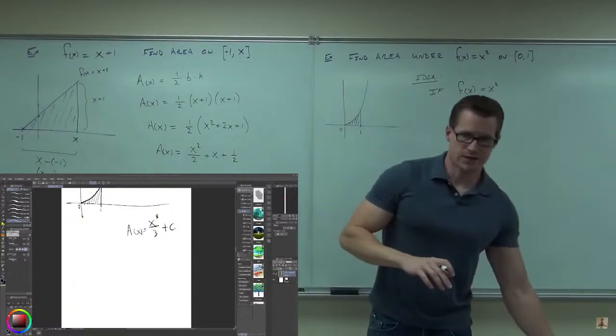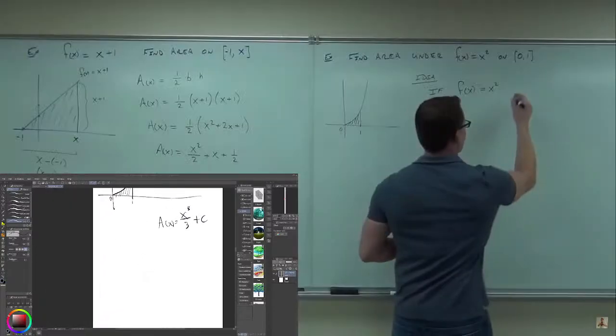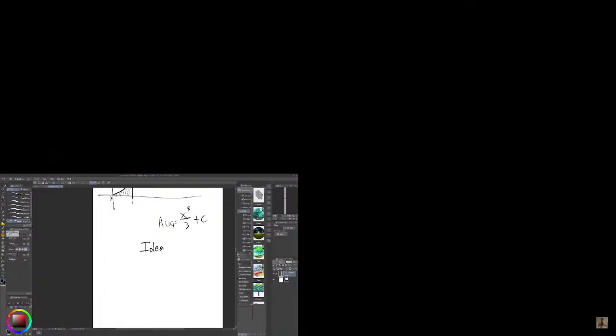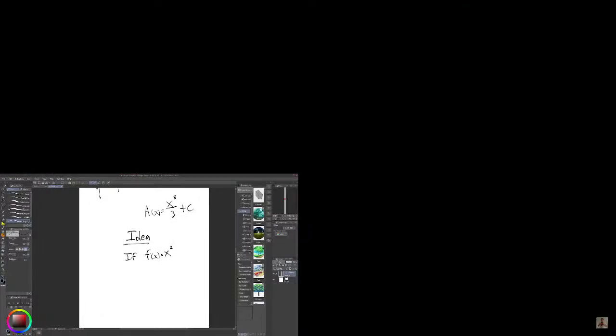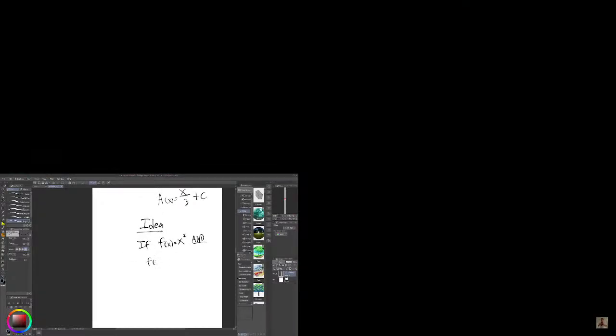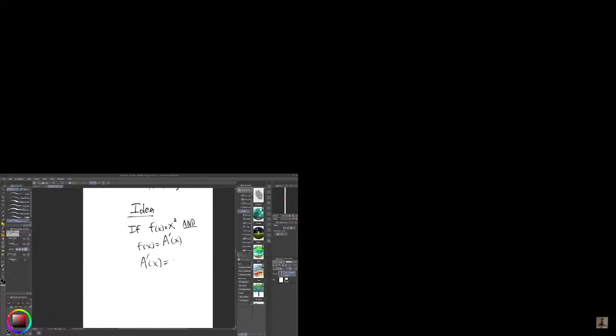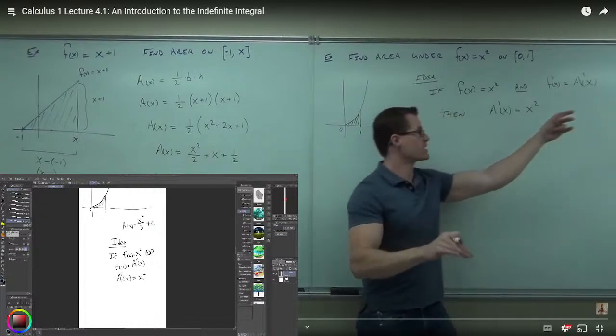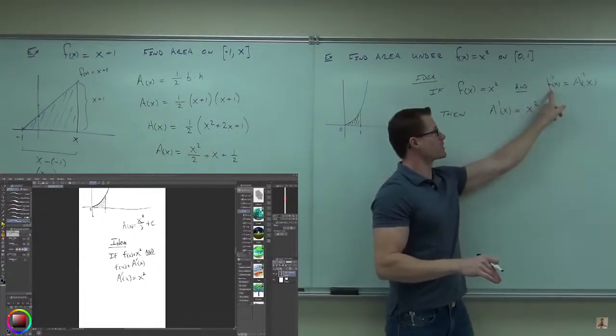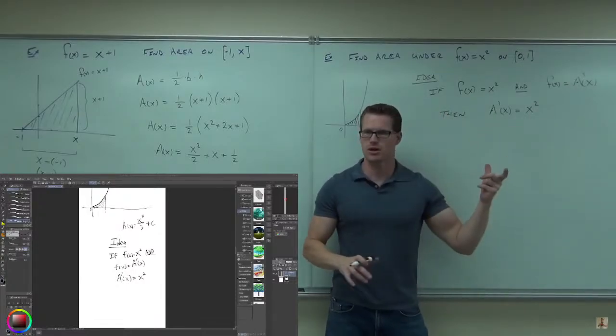If f of x equals x squared, and f of x also equals the first derivative of our area function, you believe that, right? Then the first derivative of our area function equals x squared. That's a basic substitution. You follow me on that? That's our jump there. Can you make the jump?